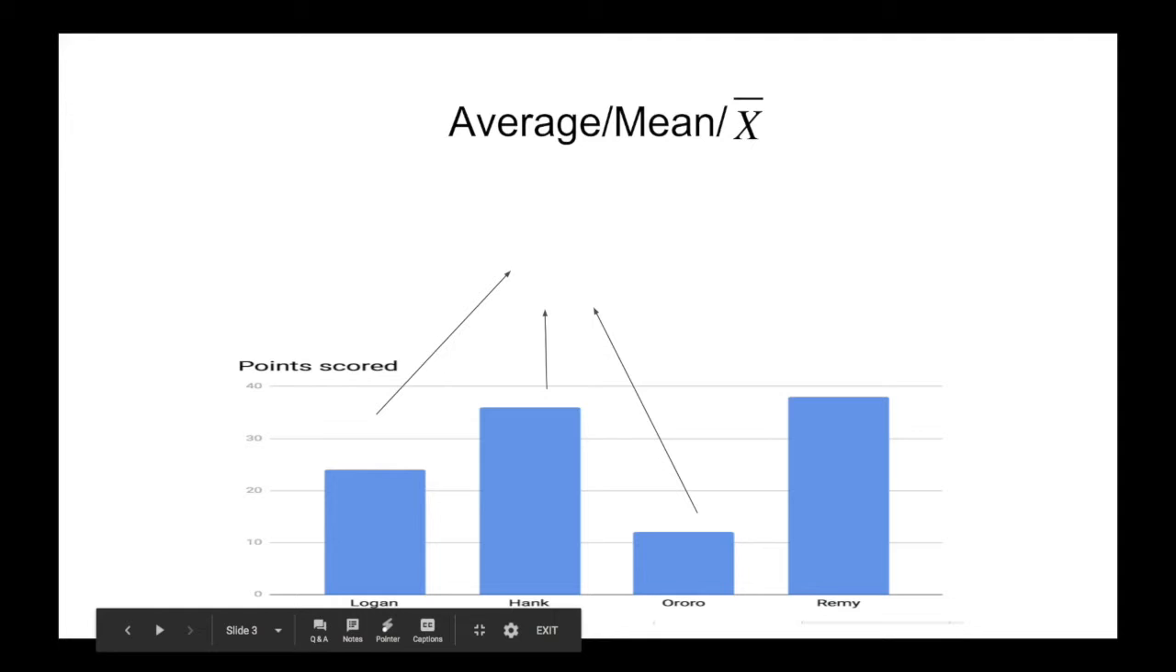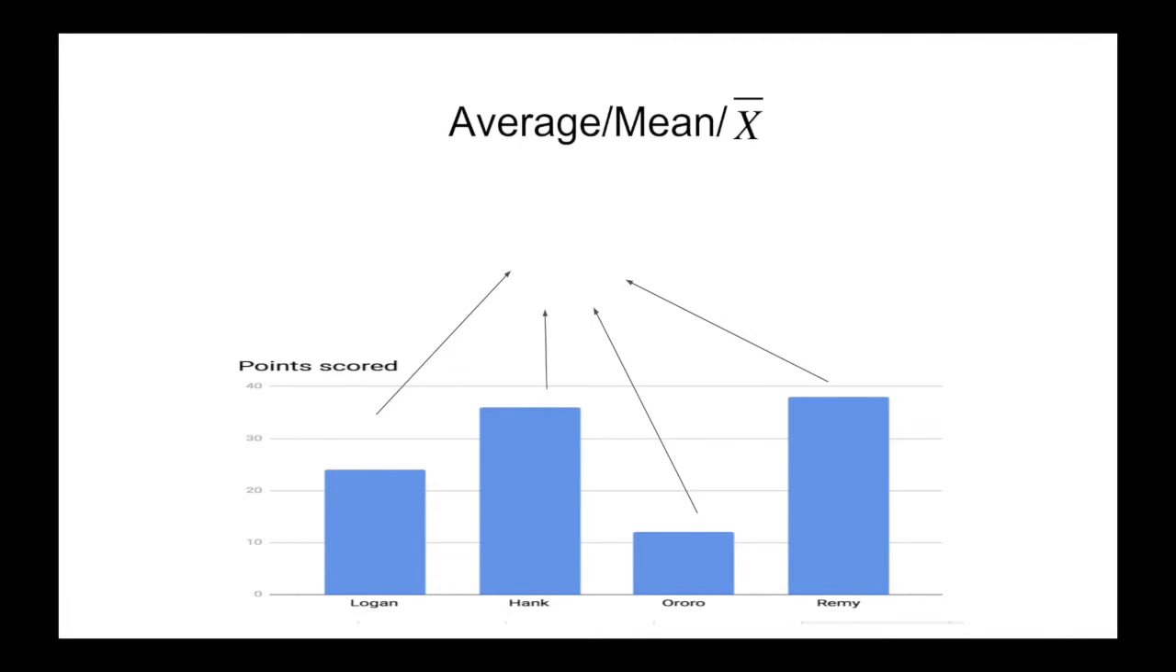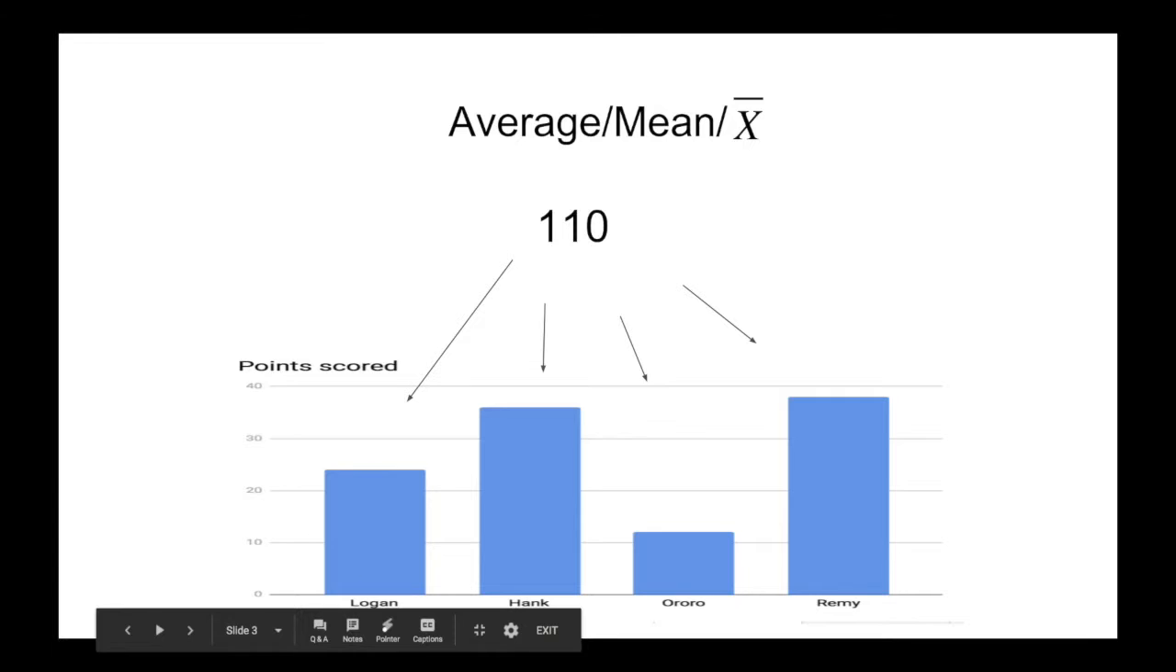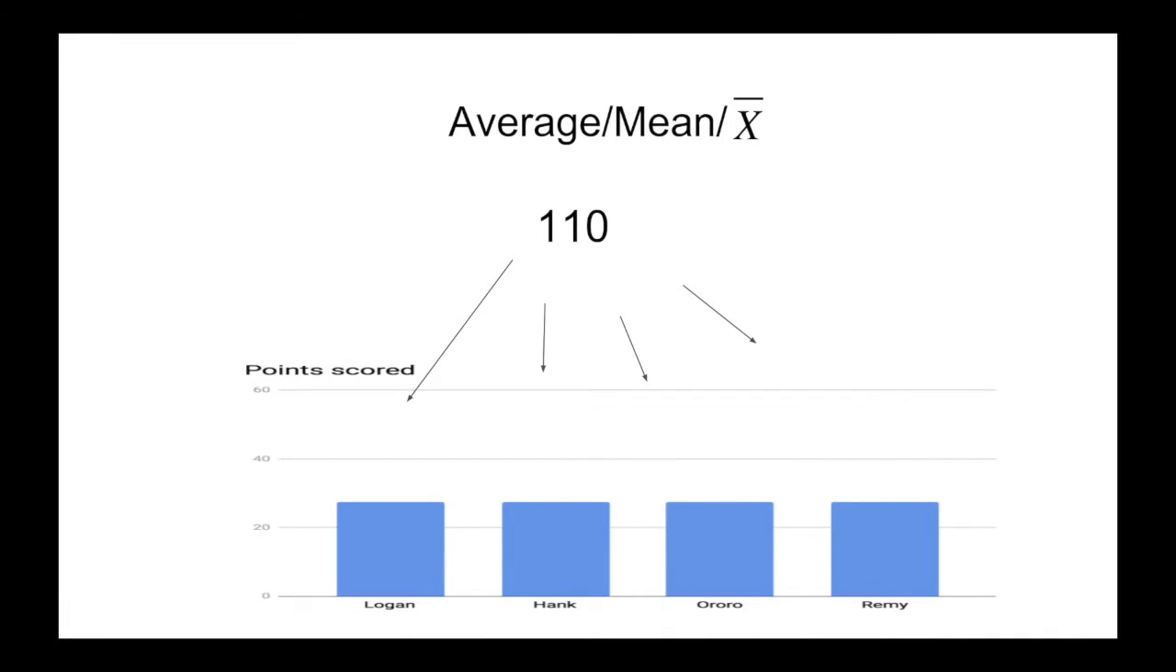In order to do this, one would have to tally, to collect, so to speak, the number of points scored collectively. In this case, adding to a total of 110. And then subsequently redistributing in equal quantities to the students. Since all of the quantities are distributed evenly, this tells one how the overall class performed.